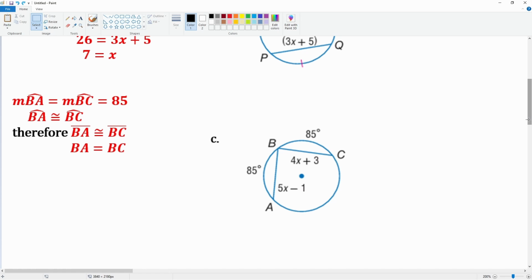Then you can plug it in. 5x minus 1 equals 4x plus 3. x is equal to 4, after you add 1 to both sides, then subtract 4x from both sides.